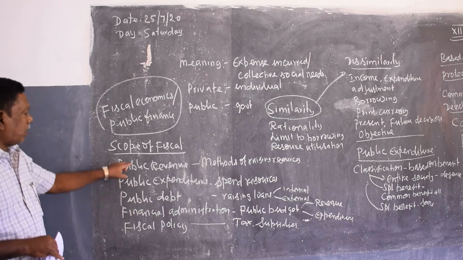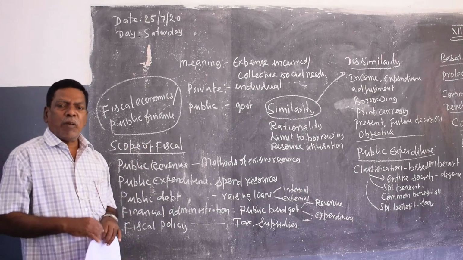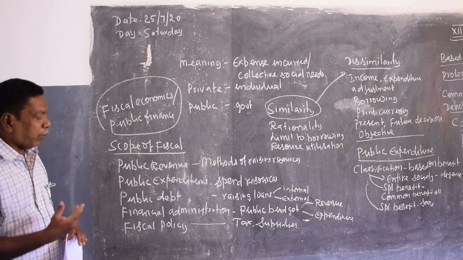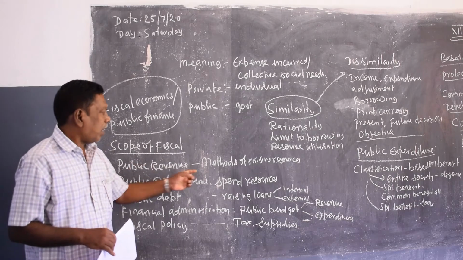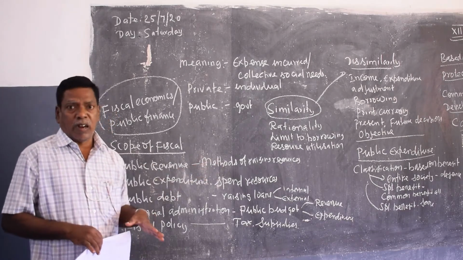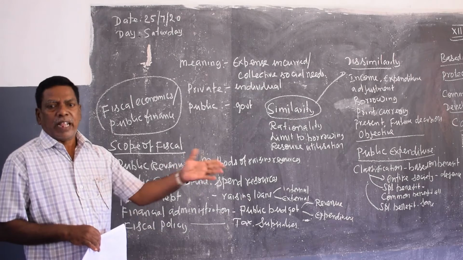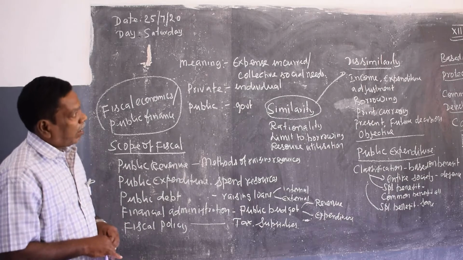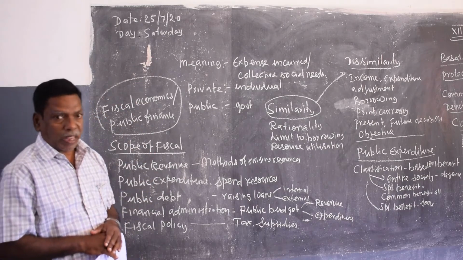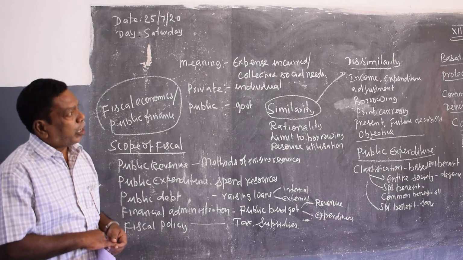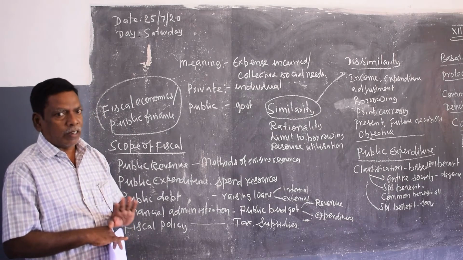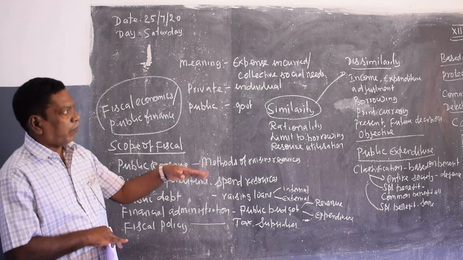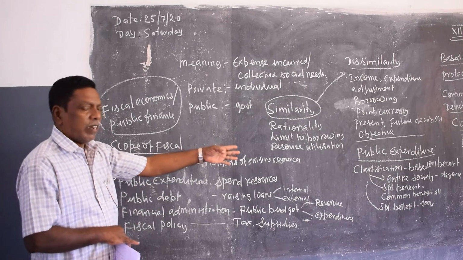And what are the 5 components? Public revenue. So the ways and means of raising resources or funds to meet the expenditure. I'll repeat once again. The ways and means of a public authority raising funds to meet the expenses upon the people, that is coming under public revenue. And that public revenue has 2 divisions. One is tax revenue, and another one is non-tax revenue, that we are going to see after a few minutes. So public revenue is dealing with this.